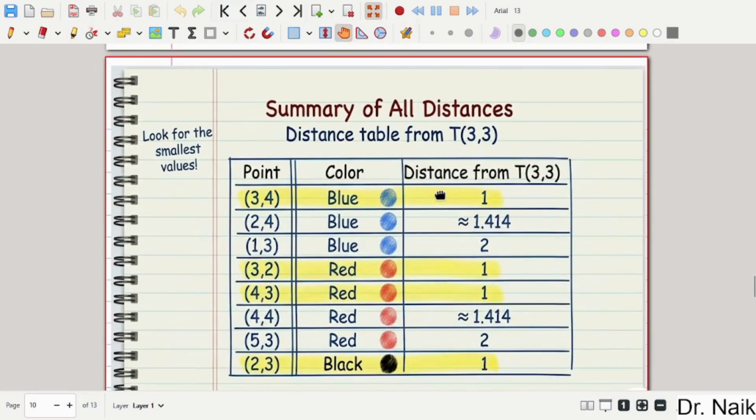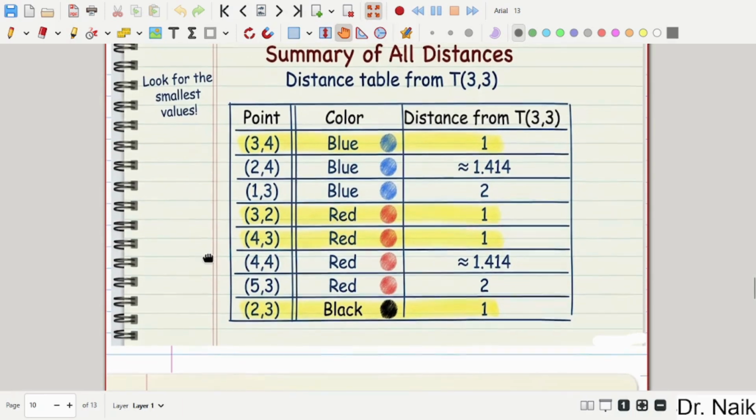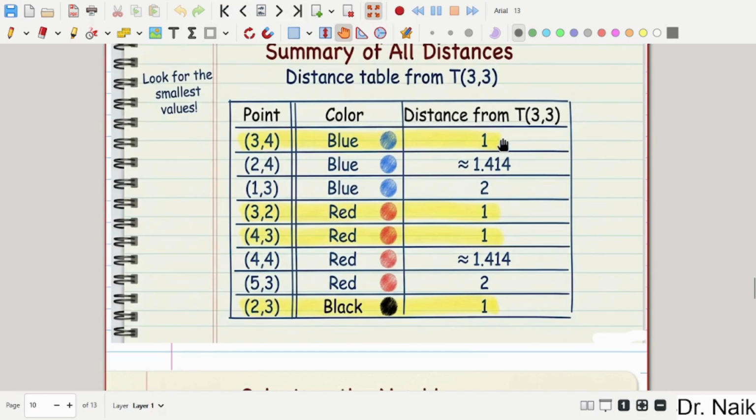Now let us summarize all the distances. So here all the distances are summarized. We see that the smallest distance is 1, which belongs to 4 points. The points are 3, 4, which has a blue color class and its distance is 1; point 3, 2, which has a red class and its distance is 1; point 4, 3, which has a class red and its distance is 1; and the black point 2, 3, whose distance from the test point is 1.